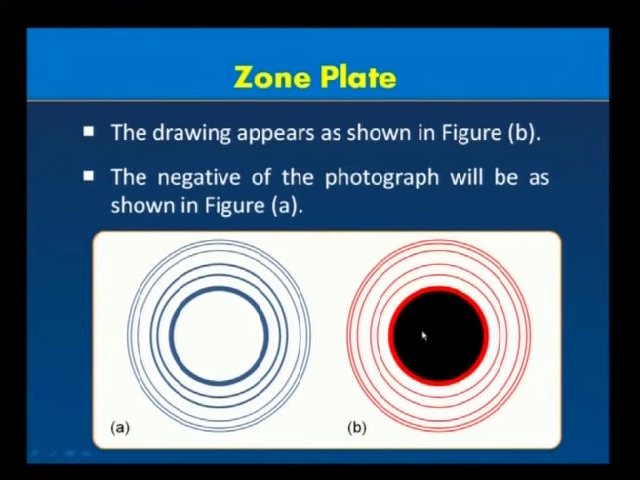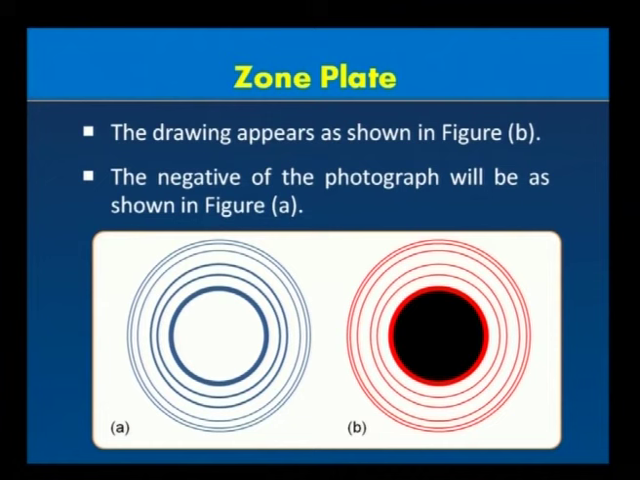So one is made dark. Third zone will be dark. Fifth zone will be dark. So the first zone will not allow light. You take the negative of that. That is the one that you are going to consider now. The negative of it will be the first zone, which is darkened by having some ink or something on a sheet of paper.